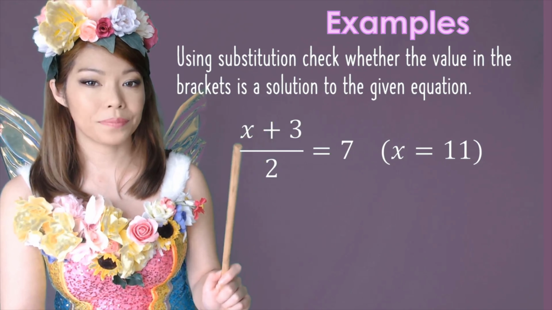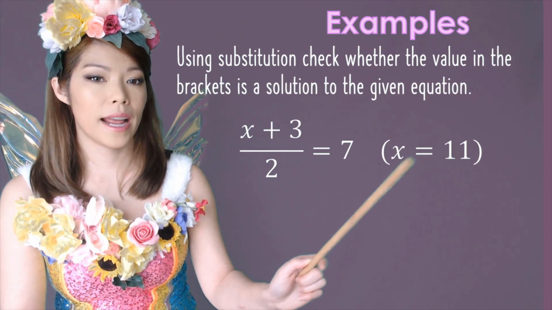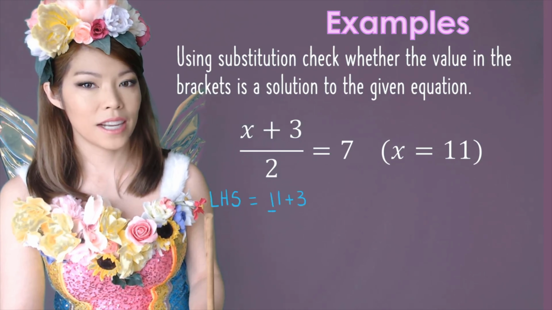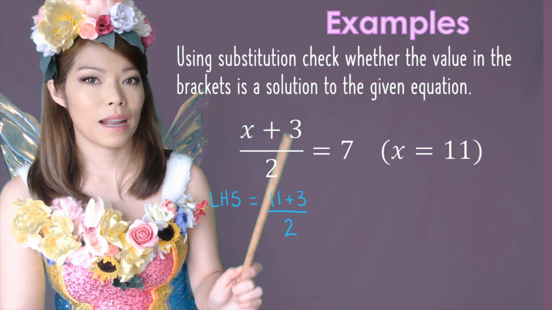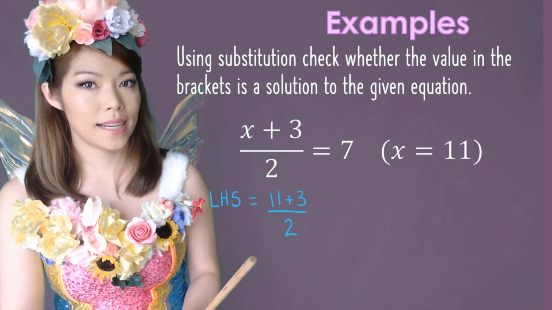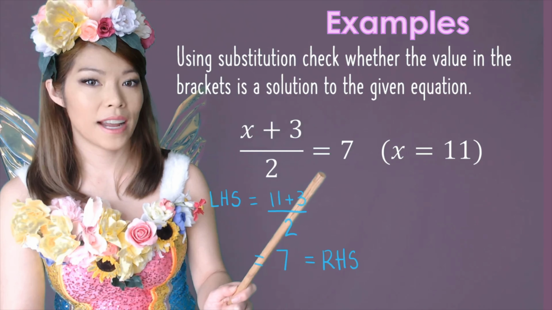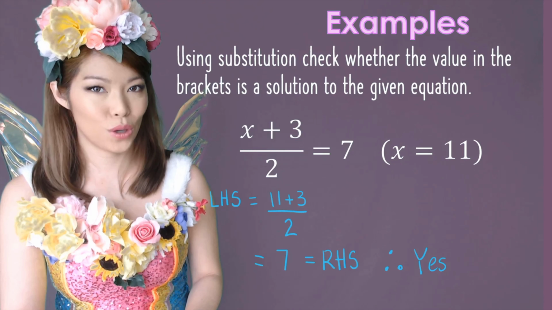Here we have the left side is x plus 3 over 2, and we're going to put x equals 11 into the left side again. So left-hand side, LHS equals 11 plus 3 over 2. 11 plus 3 is 14. 14 divided by 2 is 7. And then yes, 7 is equal to the right-hand side. Therefore, yes, x equals 11 is a solution.